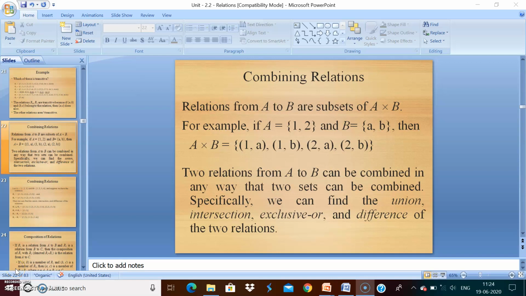Hi everyone. Today I'm discussing combining relations. A relation from A to B is a subset of A cross B. For example, A equals {1, 2}, B equals {1, a, b}. Then what does A cross B mean? 1 to a, 1 to b, or 2 to a, 2 to b. That is the general way of combining a relation between two different sets.